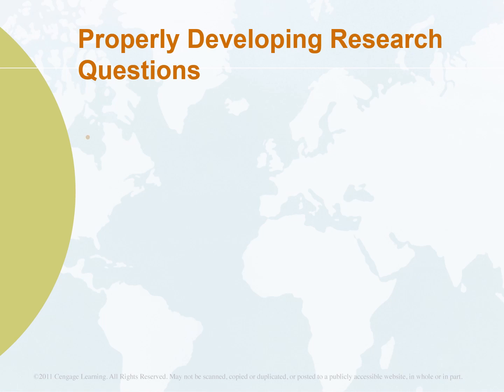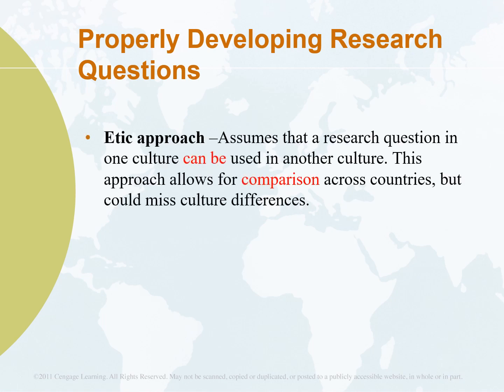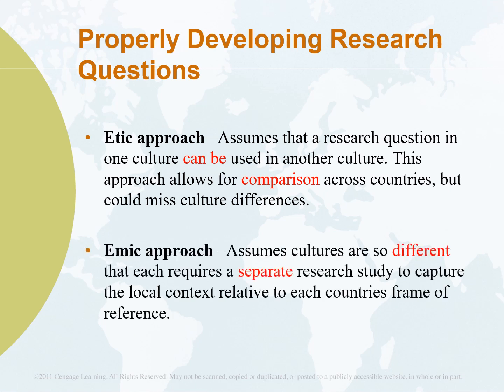And develop your research questions. How do you develop your research question? There are two approaches here. One is called the etic approach. The other, the emic approach. Etic versus emic. This can be on your test, so make sure you study that and understand the concept here. In the etic approach, you assume that the research question in one culture can be used in another culture. This approach allows for comparison across countries, but could miss cultural differences. Okay, that's the etic approach.